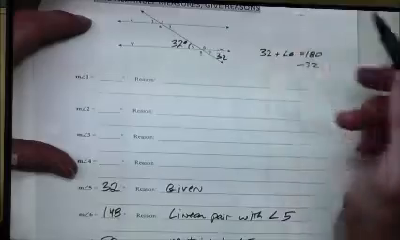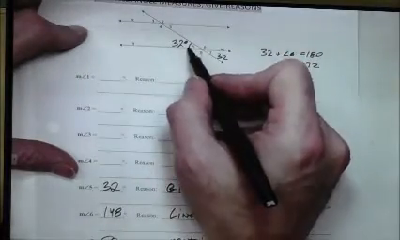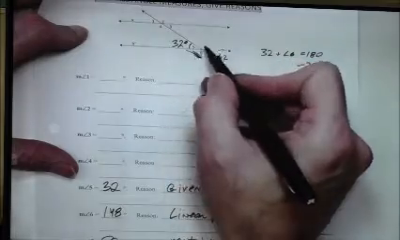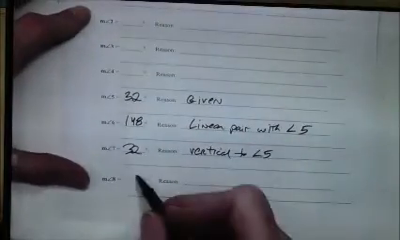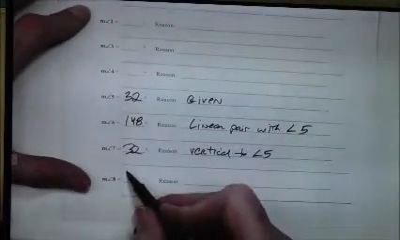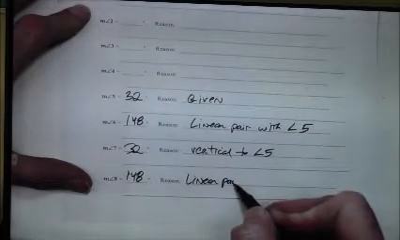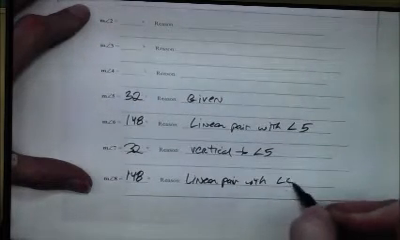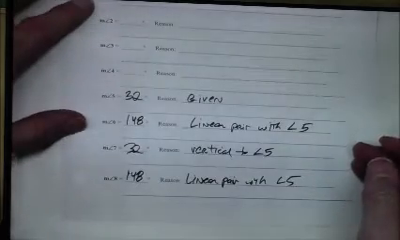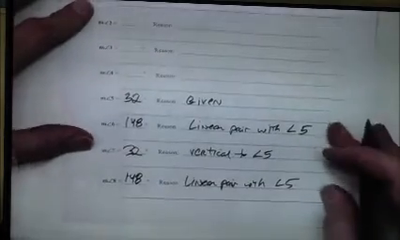Angle 8 is vertical to angle 6 also, but I want it in relationship to 5. So you have to say linear pair instead of saying vertical to angle 6. So I want you doing it based on the 32 on the angle 5. So 8 is 148 because it is a linear pair with angle 5. Now let's look at the other 4.